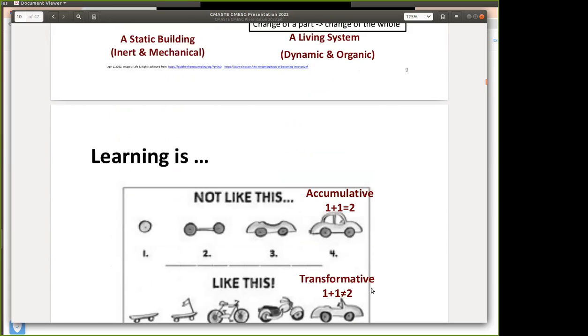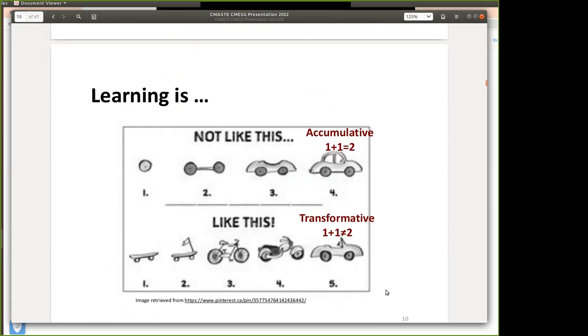Through the perspective of complex thinking, learning is understood as transformative instead of accumulative. So learning is not a process of just putting parts together, as you can see in this top sequence, building a car, but it goes in cycles. In each cycle you have the complete product, so-called. And from one cycle to another cycle, you go through transformation.